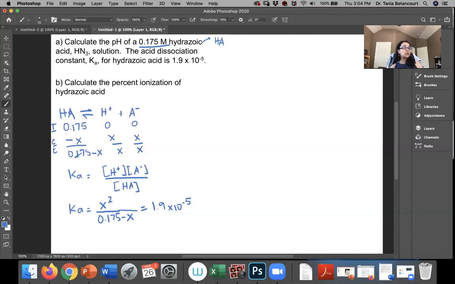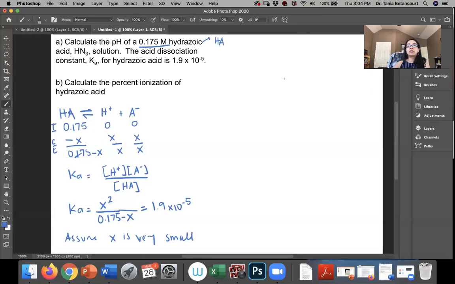What could we do in order to simplify the math? If I multiply my denominator to this side, I'm going to end up with a quadratic equation. Well, if you recall, we talked about this in the last chapter, and we said that if the value of K was very small, we could assume that the X from the change that we were either adding or subtracting could be very, very small and neglected. So we're going to assume that the X is very small, and that's going to simplify our math.